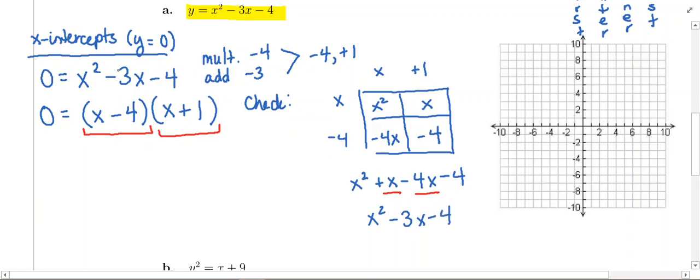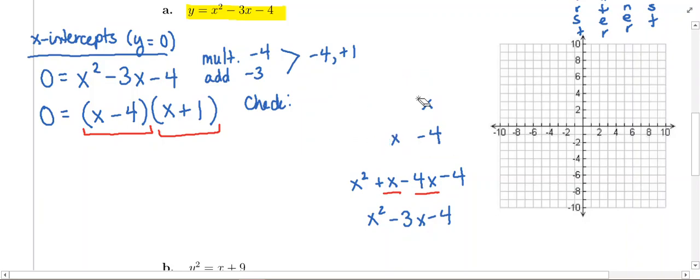So this checks out just by multiplying the factors back out. You get what you started with. So this is correctly factored. If you had multiplied it out and you didn't get what you started with, you did not factor correctly. So that's how you can check yourself.